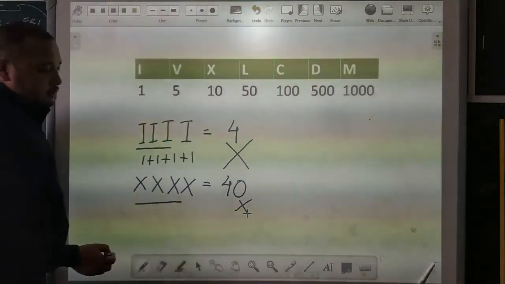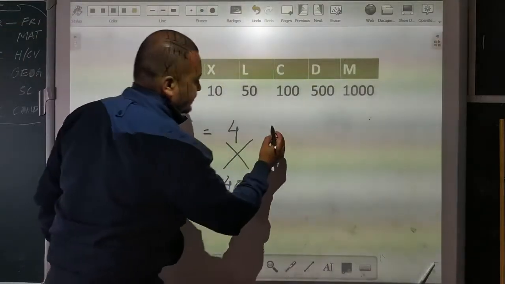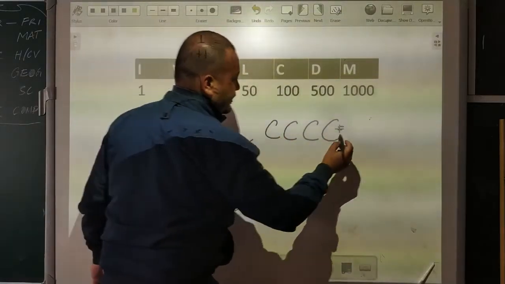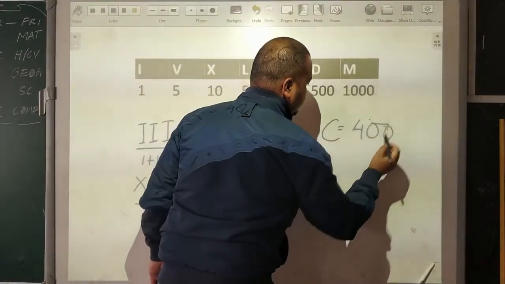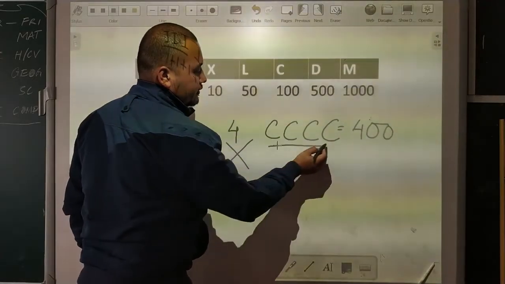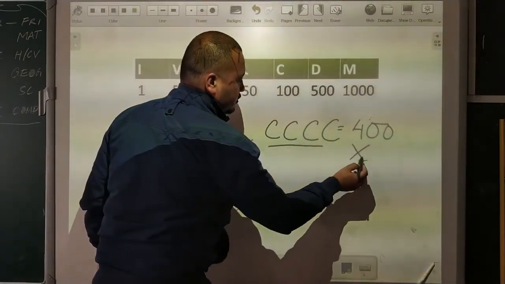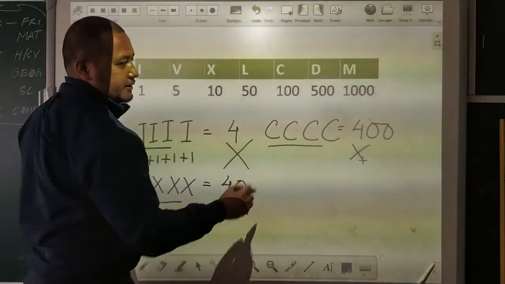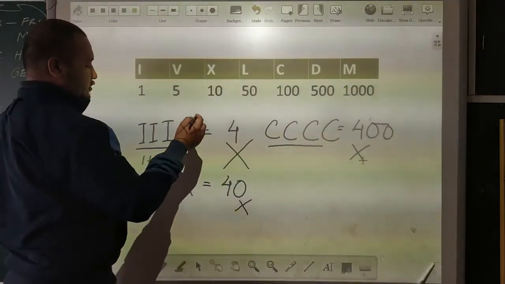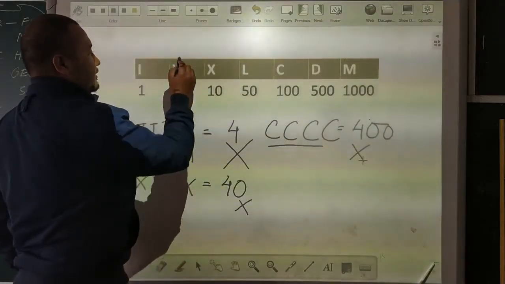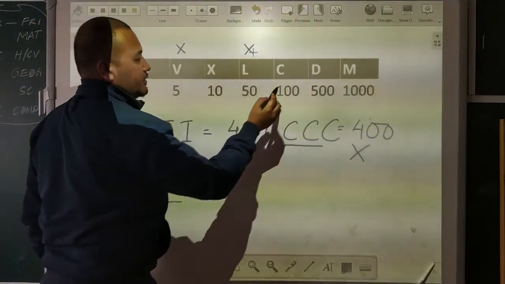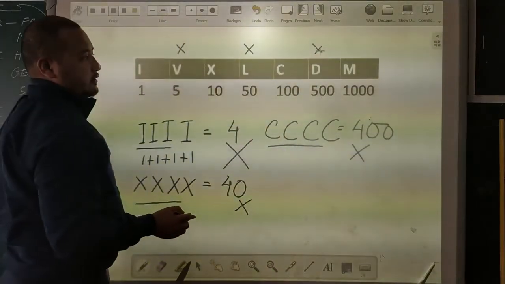So this is also not how you write 40. In the same way, C, C, C, C. C means 100, so this is not equal to 400, because I cannot repeat the same symbol, C, more than 3 times. So this is also wrong. We'll see how to write these numbers in Roman numerals later. And as you know, V cannot be repeated, L cannot be repeated, and D also cannot be repeated.